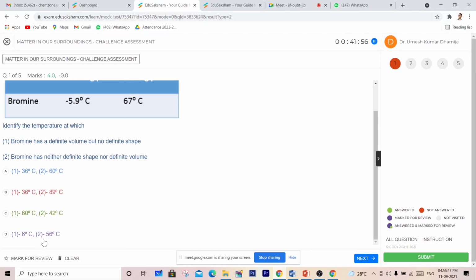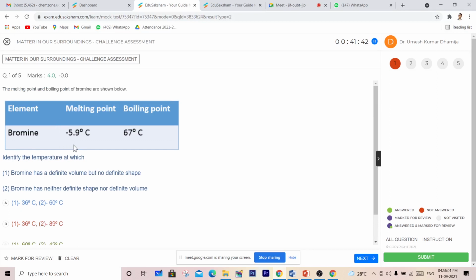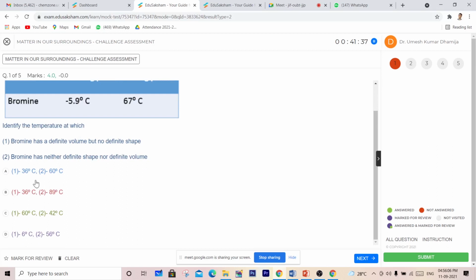Definite volume but not definite shape. It means temperature, any temperature that is above minus 5.9. All the options are wrong here because a melting point is given here. It means at minus 5.9 it will be solid. So all temperatures here are below minus 5.9. So at all these points it is solid, right? But no definite shape. It means that should be liquid. All are incorrect here. Getting me?